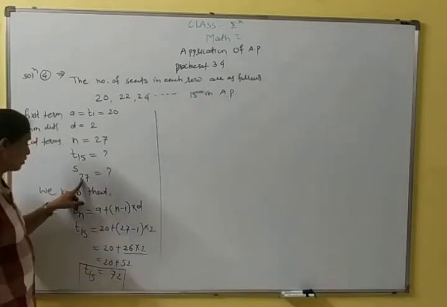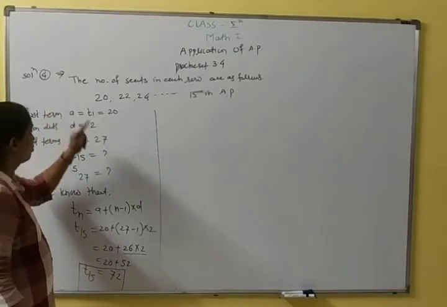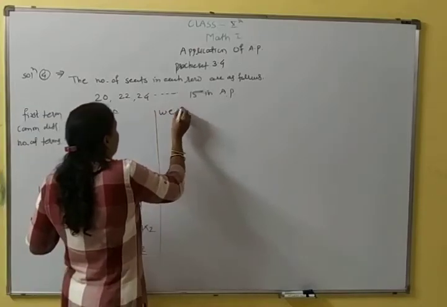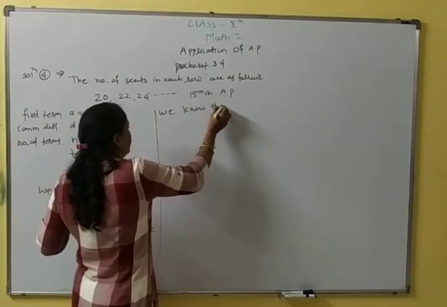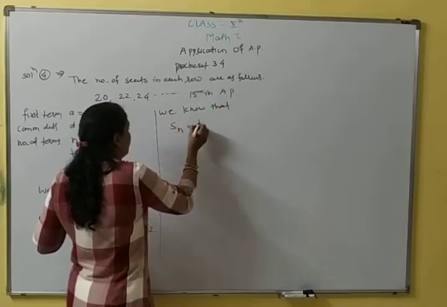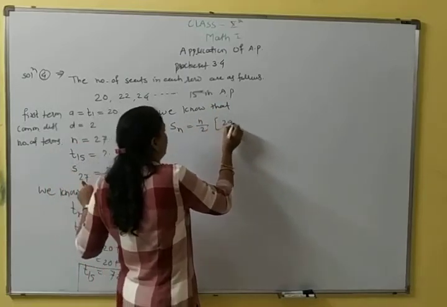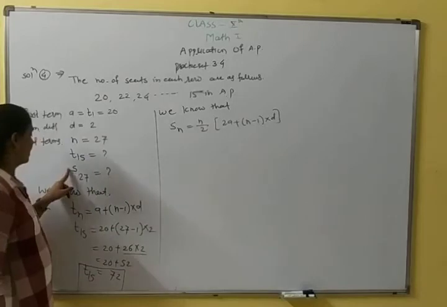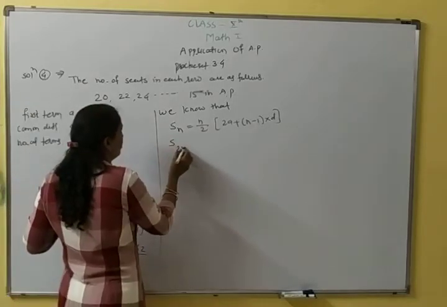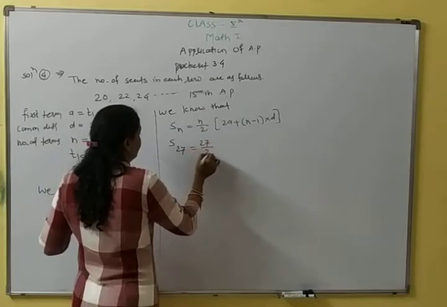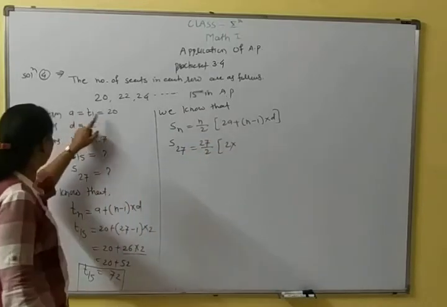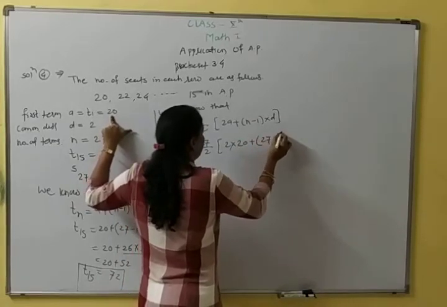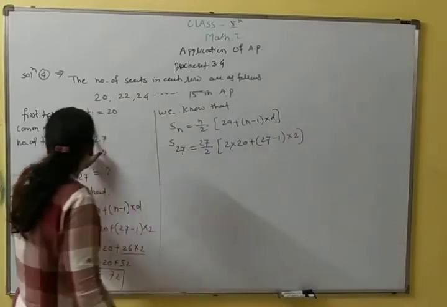Then find total number of seats in the auditorium. Here total number of rows is 27. So find S27. We know that Sn equal to n upon 2 twice a plus n minus 1 into d. Find S27. So put n equal to 27, equal to 27 upon 2, 2 into a is 20 plus n is 27 minus 1 into d is 2.